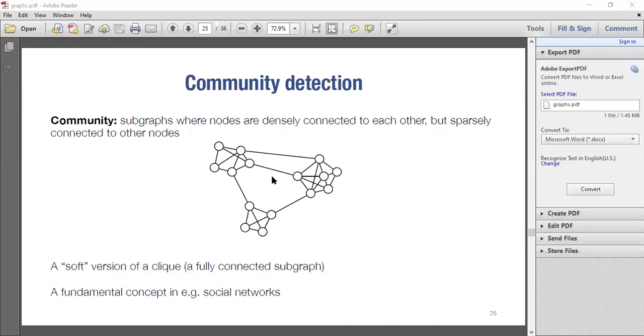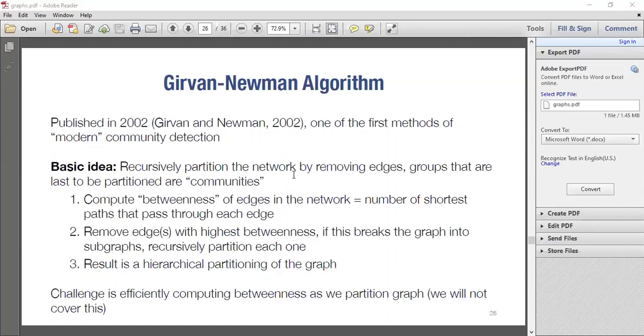So to the extent that removing a particular edge means that a particular group can still access each other, but they can't really access another group, it means that those are communities. That's really what this algorithm tries to do.